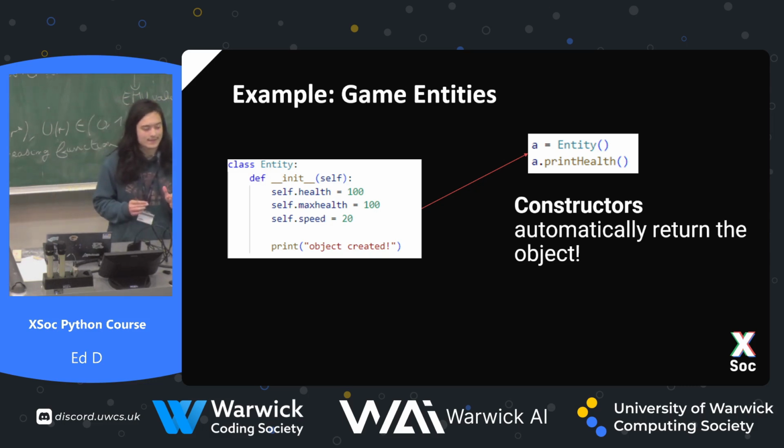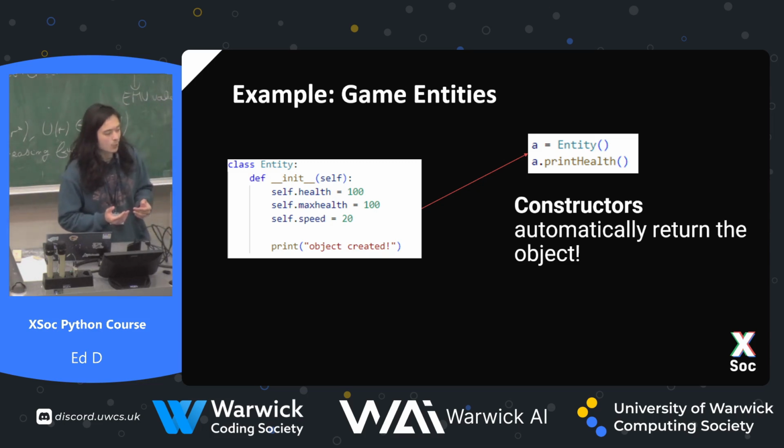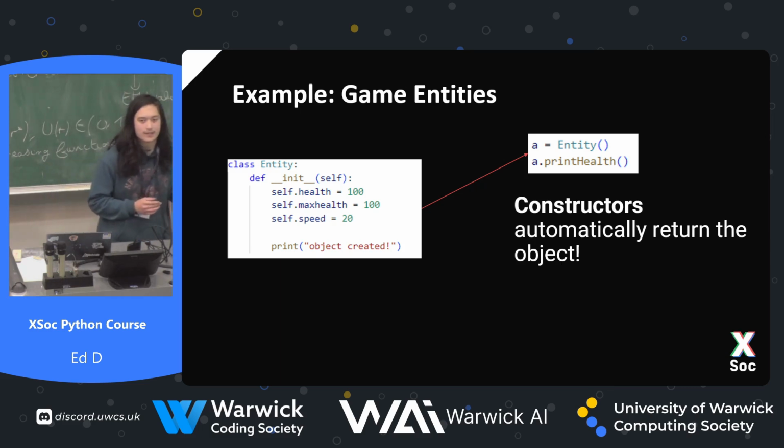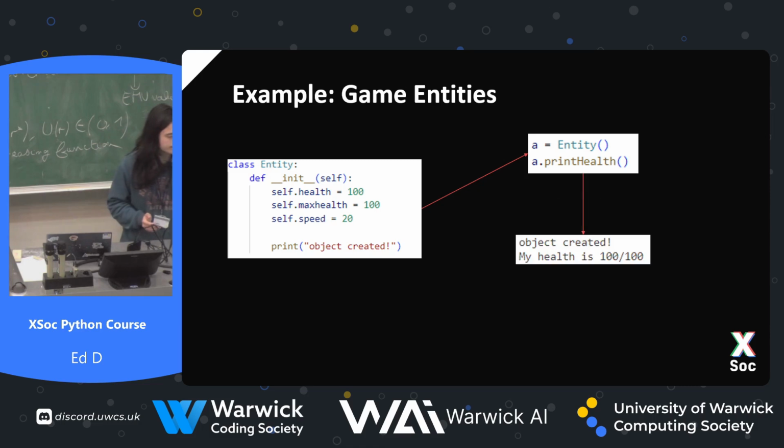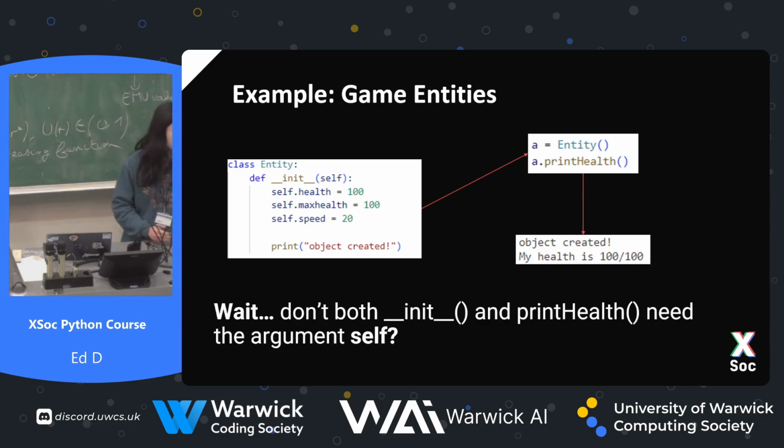And we also have this same type of thing with calling a method. So you'll notice that with the constructor and the print health method, both methods, we don't actually call it with anything, but it still gets given self. And that's because Python automatically adds self as the first argument. And similarly, it automatically returns the object as the argument to the constructor. So this is the output. And this is what I talked about just now, is that self is automatically supplied by Python.